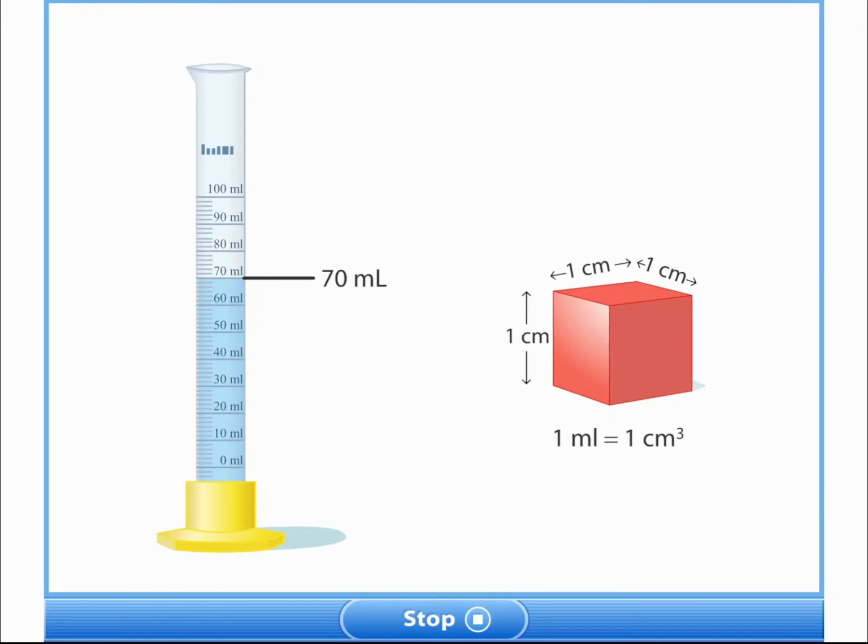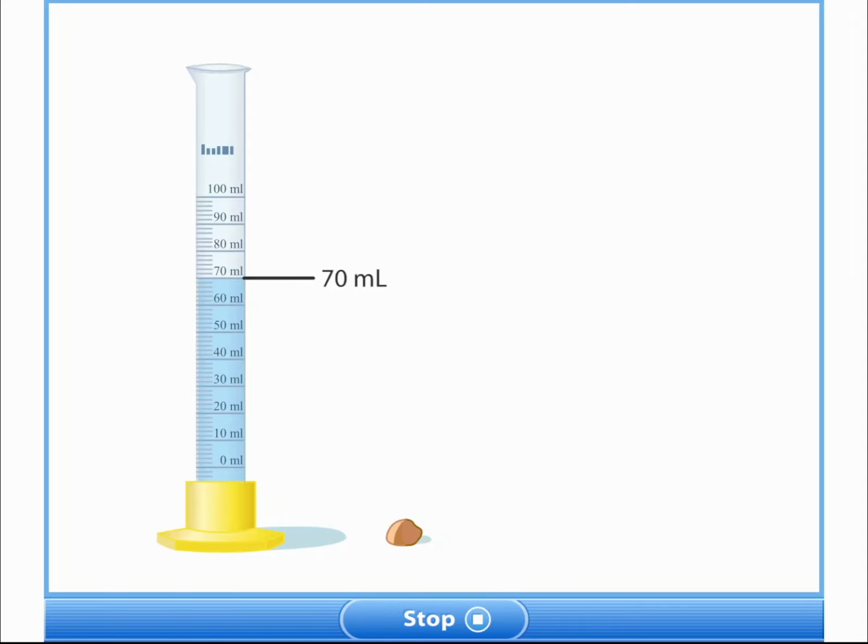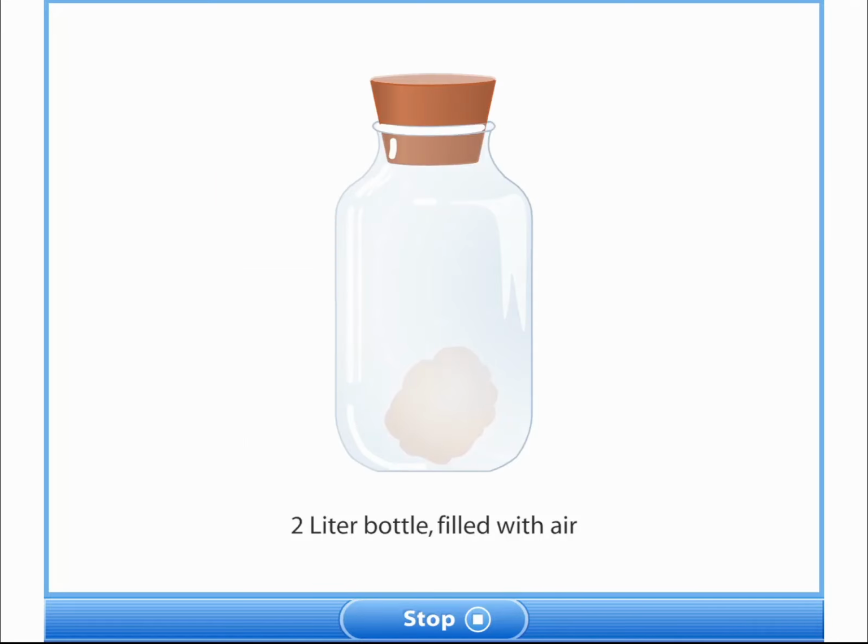The volumes of irregularly shaped solids can be measured by the amount of liquid they displace. For example, this rock's volume can be measured by dropping it into the graduated cylinder and reading the new liquid level. The volume of a gas can be measured by measuring the volume of the container it is in, because a gas will expand to fill its container.